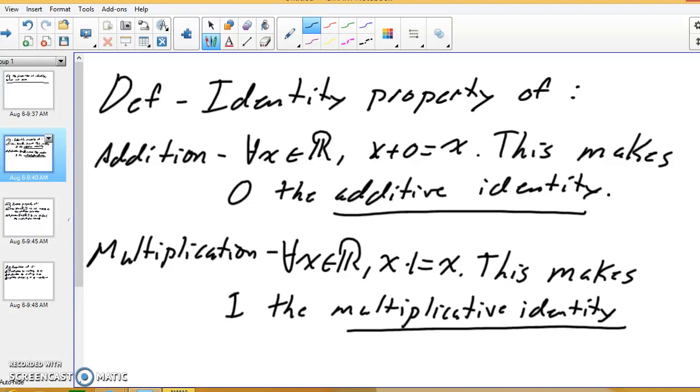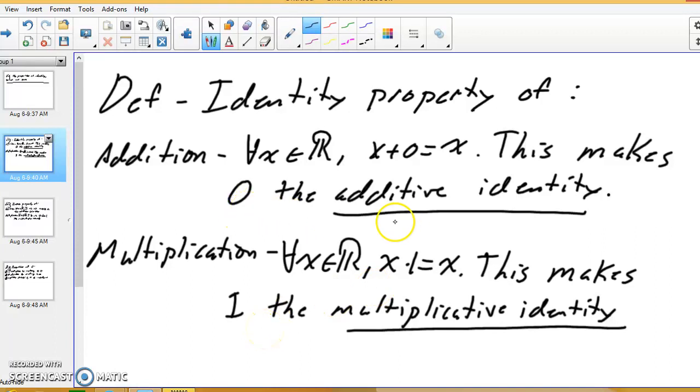The multiplicative identity is very similar. Again, for all x elements of the real numbers, this upside down A stands for all, for every single x element of the integers, rational, and irrational numbers, x multiplied by 1 is equal to x. This makes 1 the multiplicative identity. Again, what number when we multiply by x gives us that number? What number gives us its original identity? What holds its identity? Well, the only number is 1. The only number that we can multiply x by to give us x is 1.